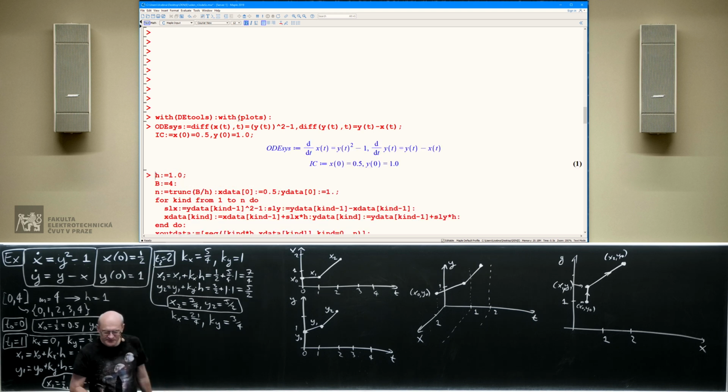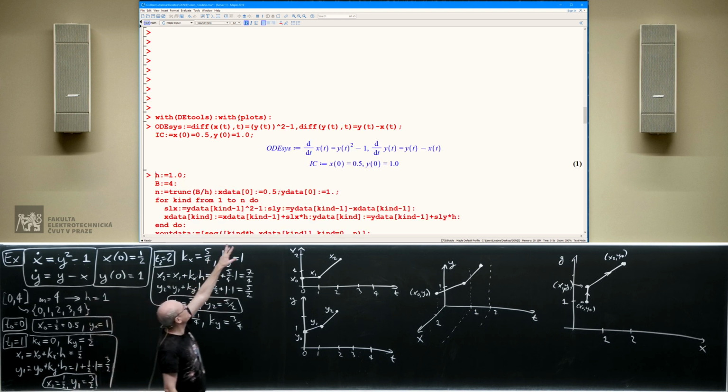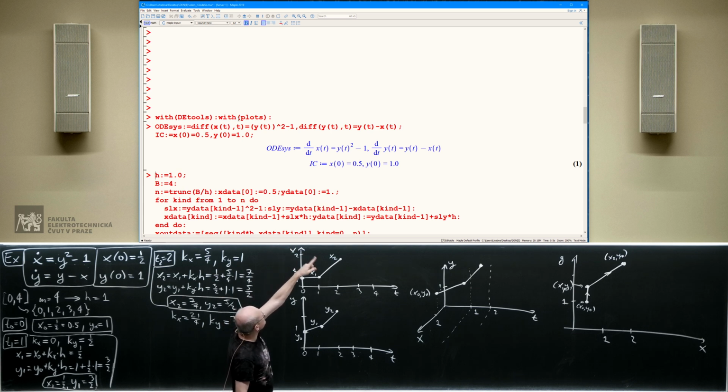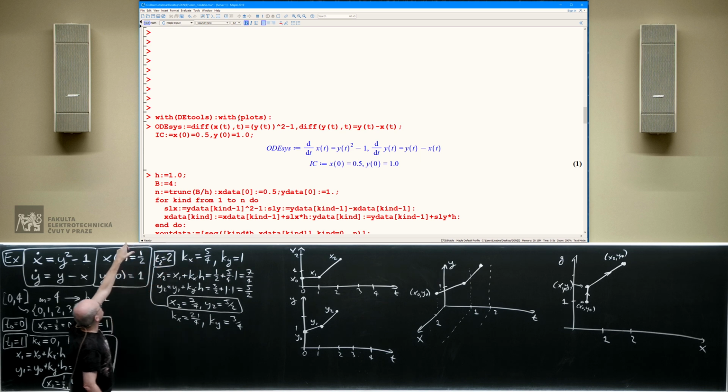I load my system and my initial conditions. Hopefully it's the right one. Y squared minus 1, y minus x, that's the system. Initial conditions, everything works. I'm not calling any special procedure. I simply programmed it by hand. And when you look at the formulas, you will see what's happening here.